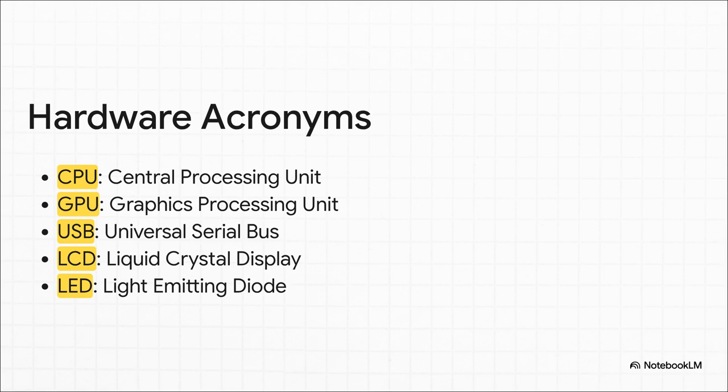Okay, here are some more foundational hardware acronyms that you probably see every single day. The CPU, or Central Processing Unit, is the primary brain of the computer doing all the core calculations. The GPU, the Graphics Processing Unit, is a specialized brain that handles all the visual heavy lifting for your screens, which is absolutely crucial if you're into video editing or gaming. USB stands for Universal Serial Bus, and that's the standard port for plugging almost anything in.